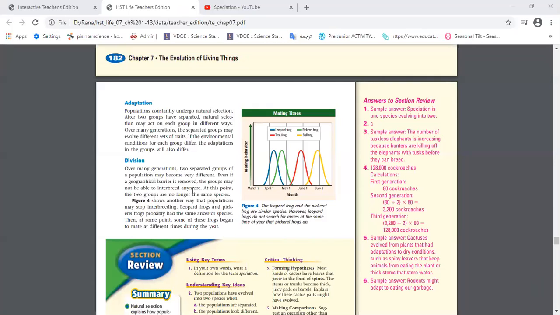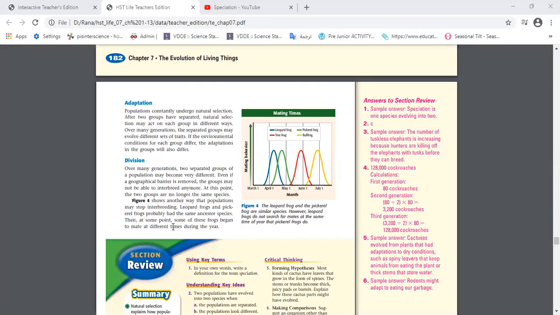Division. Over many generations, two separated groups of a population may become very different. Even if a geographical barrier is removed, the groups may not be able to interbreed anymore. At this point, the two groups are no longer the same species.